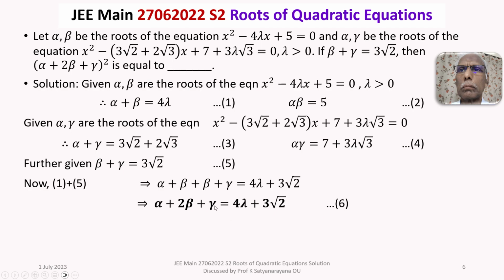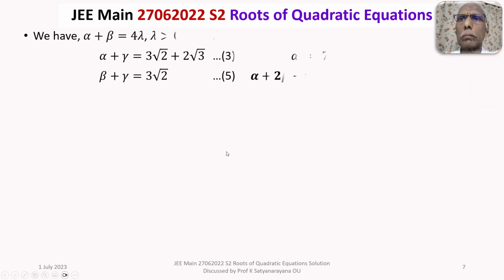Now, if you square it, you will get alpha plus 2 beta plus gamma whole square, provided you know the value of lambda. So the problem reduces to finding the value of lambda. Take that lambda, substitute here and square it, and you will get your answer. So our search is to find lambda. That we will do in the next slide.